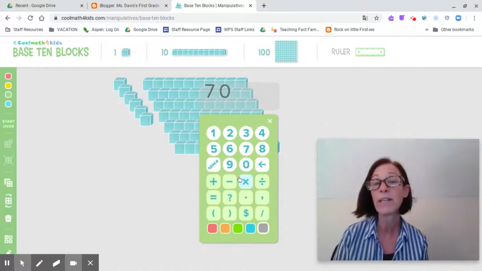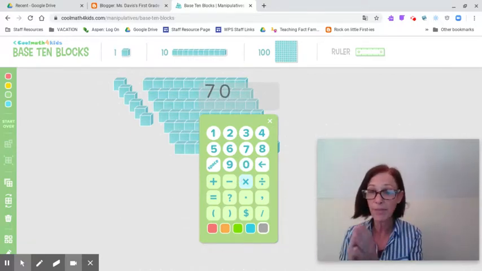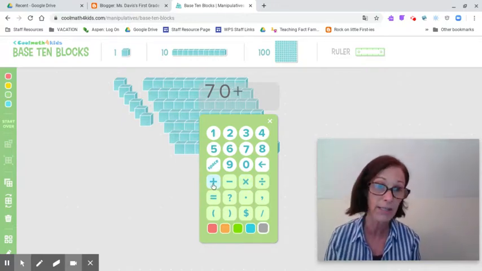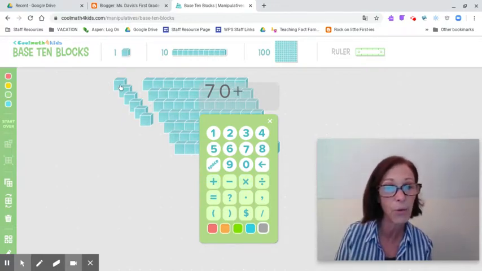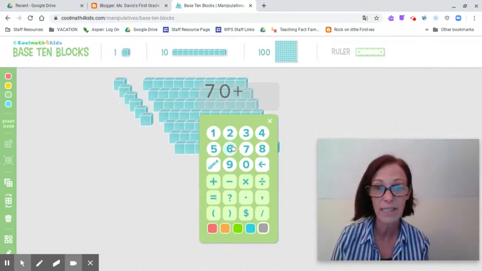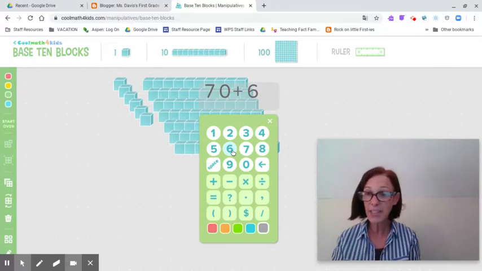And when we're doing expanded form, we add the values of each place together. So that's the tens place. Now let's see the value of the ones place. 1, 2, 3, 4, 5, 6. That's expanded form.